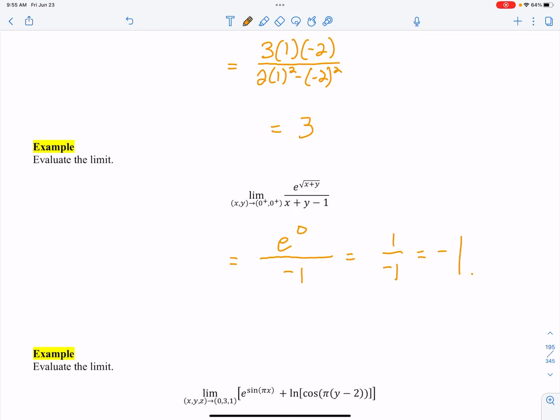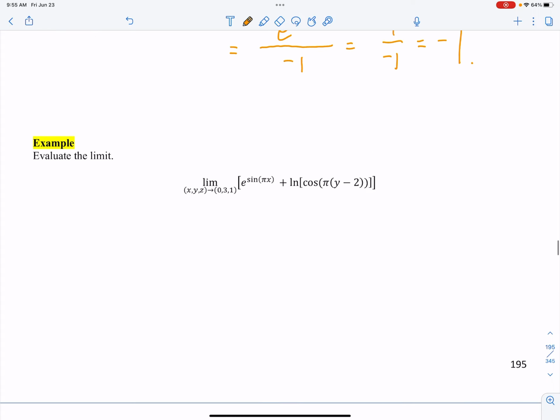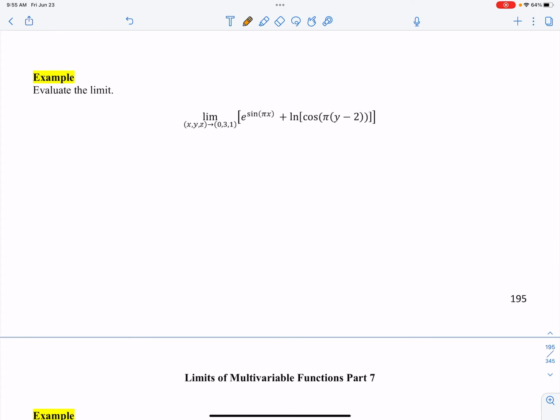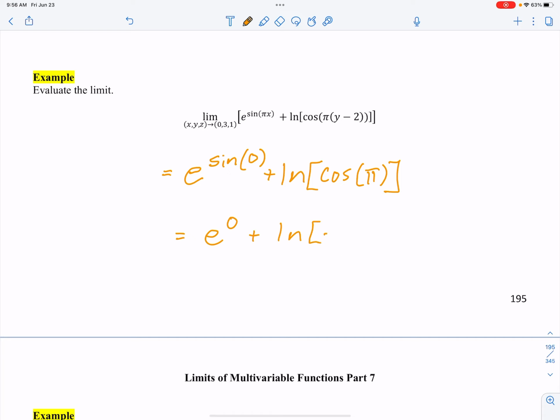All right, we like these problems. We want these problems probably to be on assessments. All right, it can even get nasty, like here. And all we have to do is plug this stuff in. All right, so I got e to the sine of, okay, x is 0, so it's just sine of 0, plus ln of cosine of, okay, and then I'm going to plug in, there's no z, so that's great. Plug in a y, I plug in 3 minus 2 is 1, so I just get a pi. All right, sine of 0 is 0. Cosine of pi is negative 1.